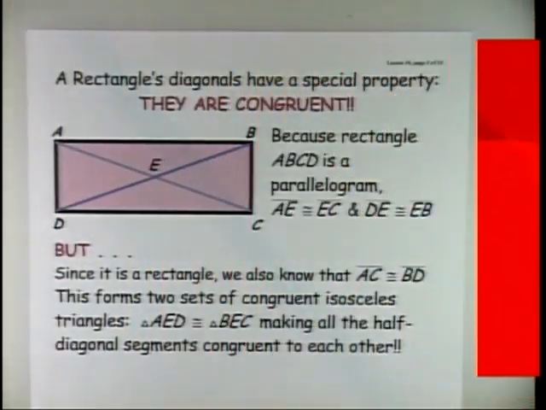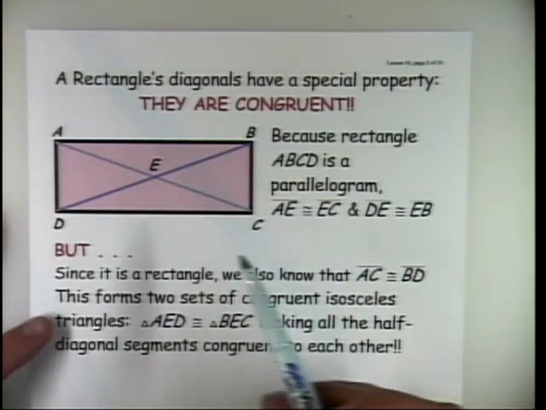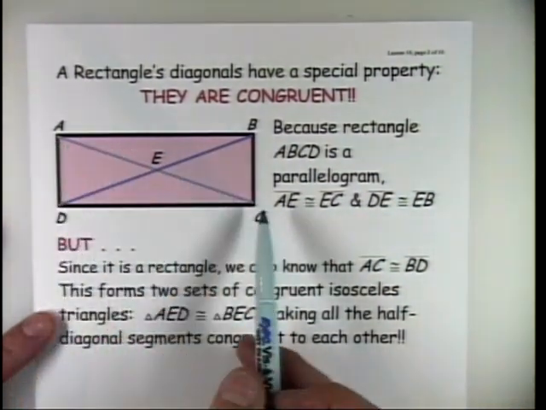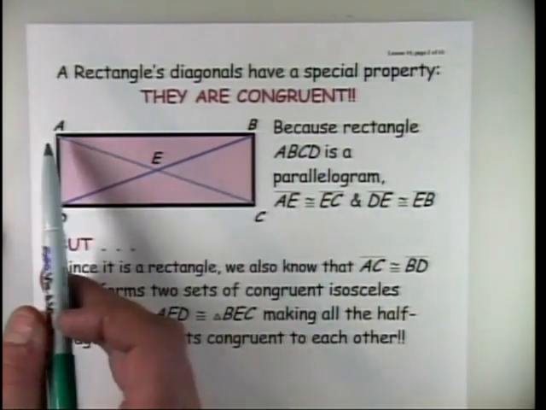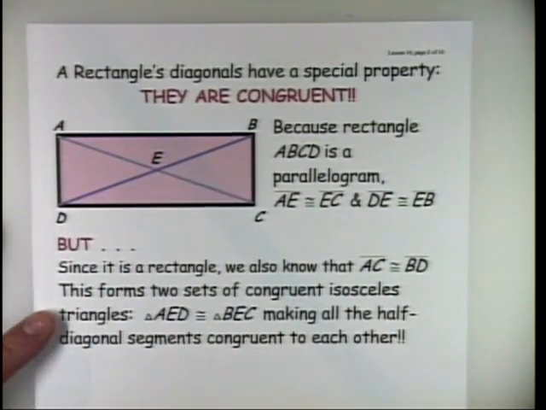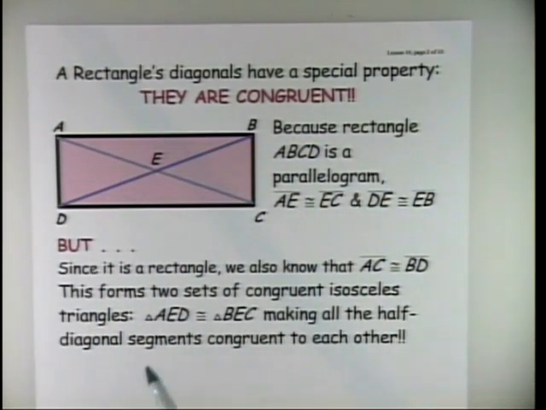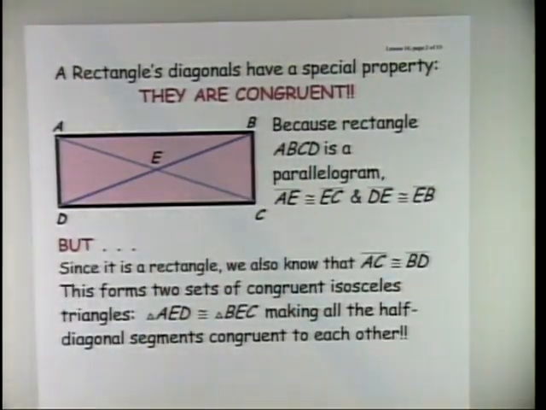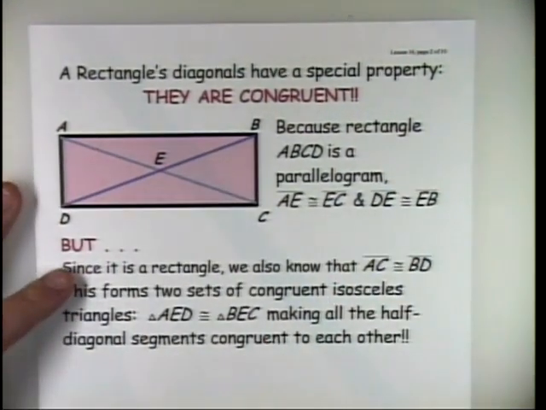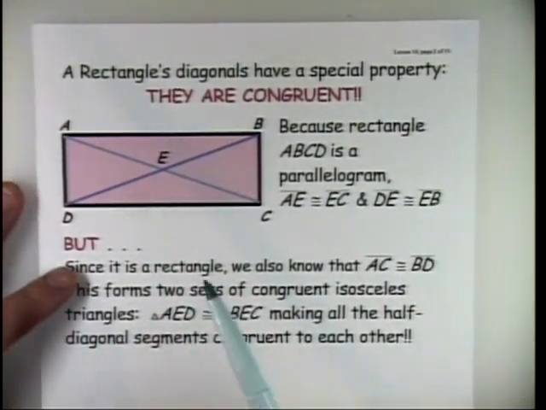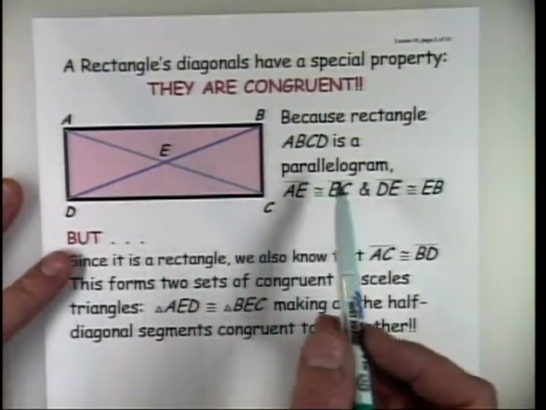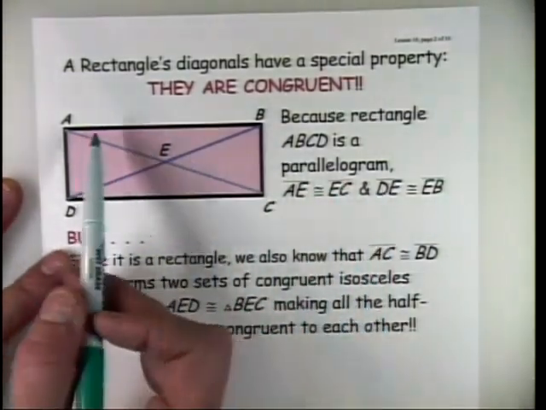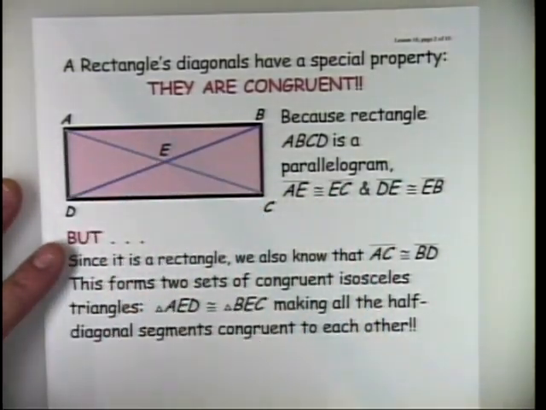We can draw the diagonals of a rectangle. Basically taking from one corner and drawing a line to the opposite corner, that creates a diagonal. And there's two diagonals in a rectangle. Now, a rectangle's diagonals have the special property that they are congruent, which means they're the exact same length. Let's also review that in any parallelogram, not necessarily a rectangle, the diagonals bisect each other.